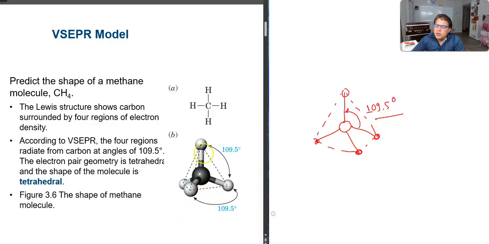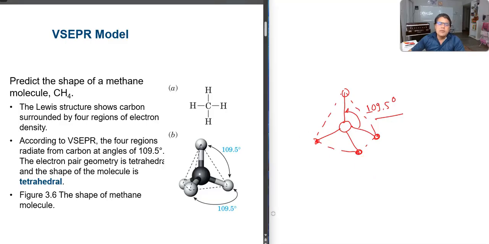So this is the most stable structure. Because of the repulsion of the electrons, the shape of methane is tetrahedral. So this is the shape of methane. Here is the question: is the shape of the molecule tetrahedral, or is the shape of the electron cloud tetrahedral? In this case, both. But in some cases the structure of the electron cloud may be different, and the structure of the molecule could be different.